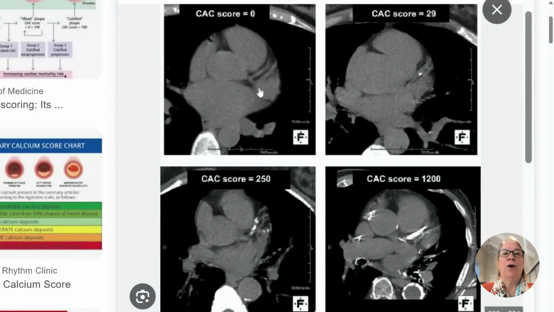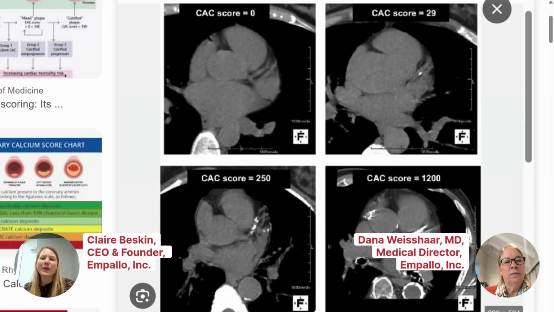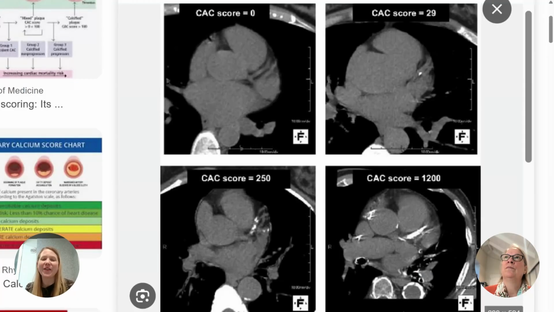That risk is lower in someone who's got a score of 0 and higher in someone who's got a really high score. What are some of the symptoms for people to look out for to know that they might be having a heart attack? Sometimes people don't realize that they're having a heart attack.